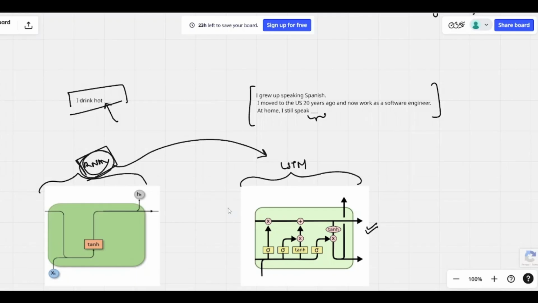So if it sees the sentence "I drink hot", then it will perfectly predict that either coffee or tea will come here. But if it is given a long sentence like this one: "I grew up speaking Spanish, I moved to the US 20 years ago, and now I work there as a software engineer. At home, I still speak", then it will only remember this recent information, right? And on the basis of that, there are high chances that RNN will say English. It will forget what was told to it previously. So technically and by logic, Spanish should come here.